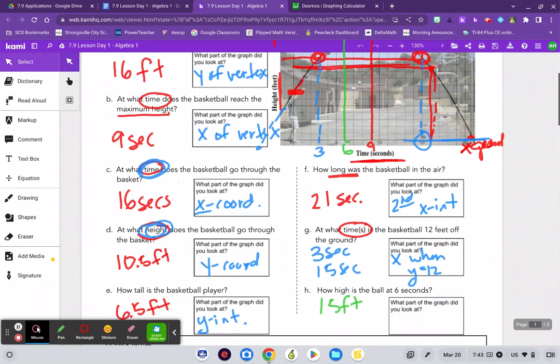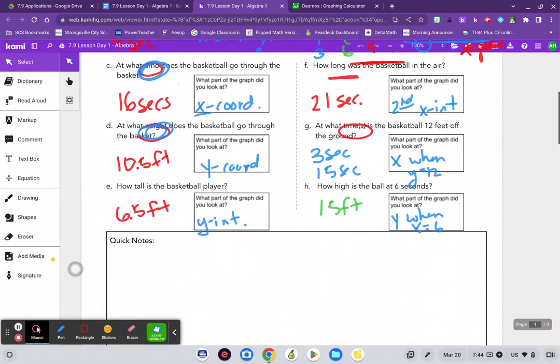And it says, what did we look at? Well, we looked at the y when x was 6. Okay, so if we have a picture of the graph, I feel like we're able to pick out these important pieces that relate to features of the graph, such as the vertex, the x-intercepts, the y-intercept, an x value given a y value, or a y value given an x value. It's a lot easier if we have the graph in front of us in order to answer those questions.